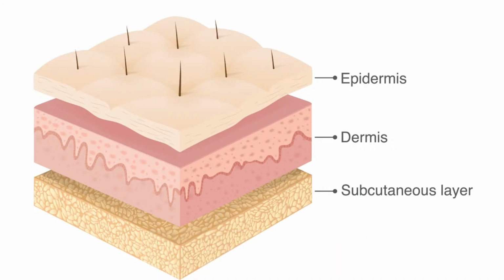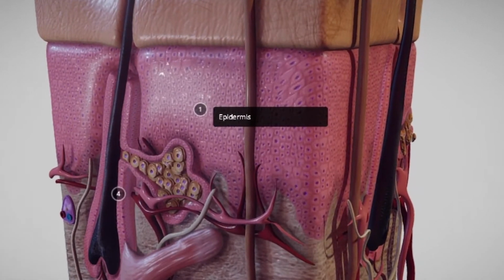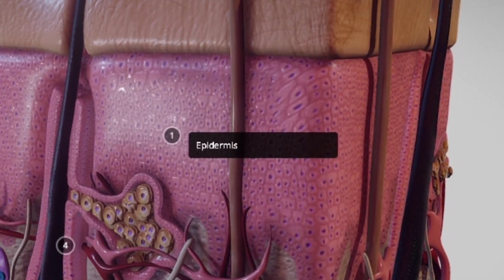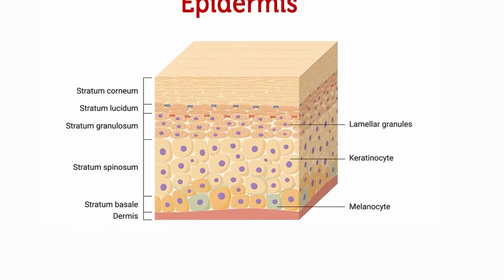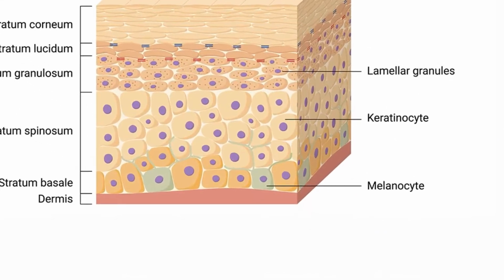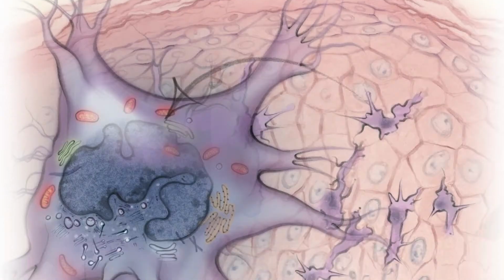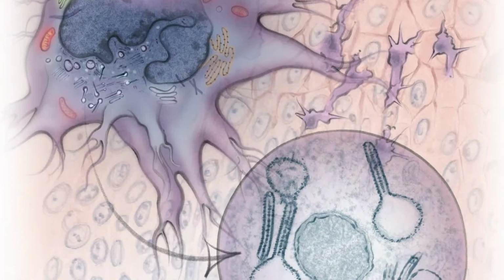subcutaneous tissue. The epidermis is the outermost layer and is composed of dead skin cells that provide a barrier against the outside environment. The epidermis also contains various specialized cells, such as melanocytes, which produce the pigment melanin, and Langerhans cells, which play a role in the immune response.